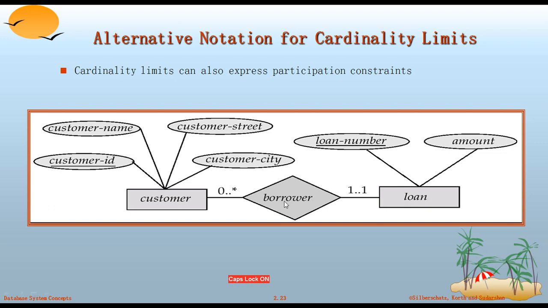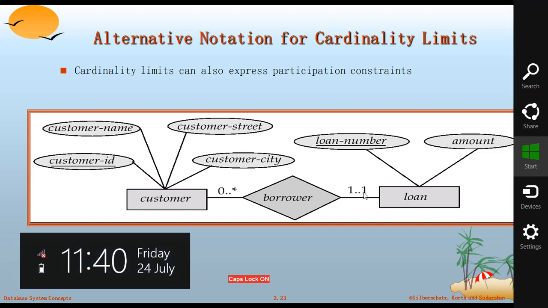Here from customer to borrower, 0 to many. Some customers may not have borrowed a loan, or many customers may have many loans. For 1 to 1, at most one loan is borrowed by a customer, and many is not possible here. The higher value is also one, so 1 to 1 means one loan is associated to the borrower, that is borrowed by the customer.